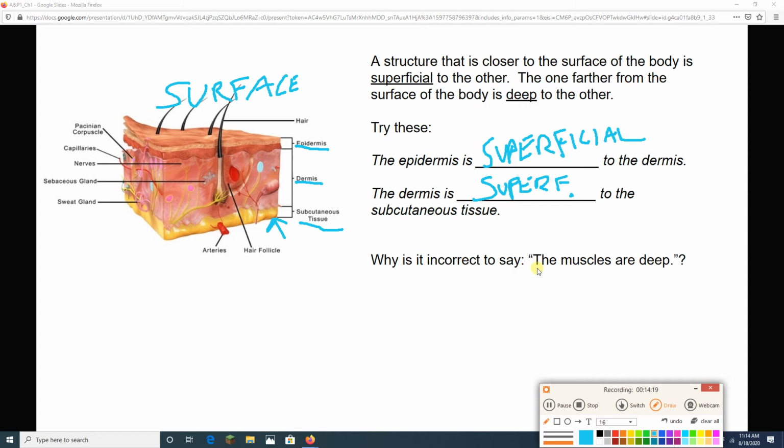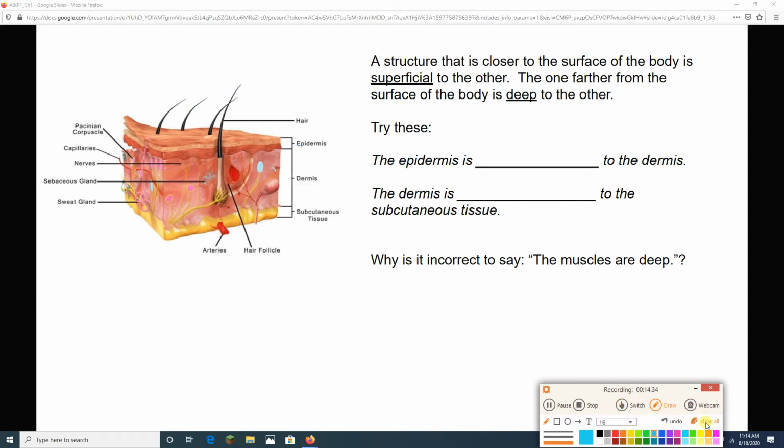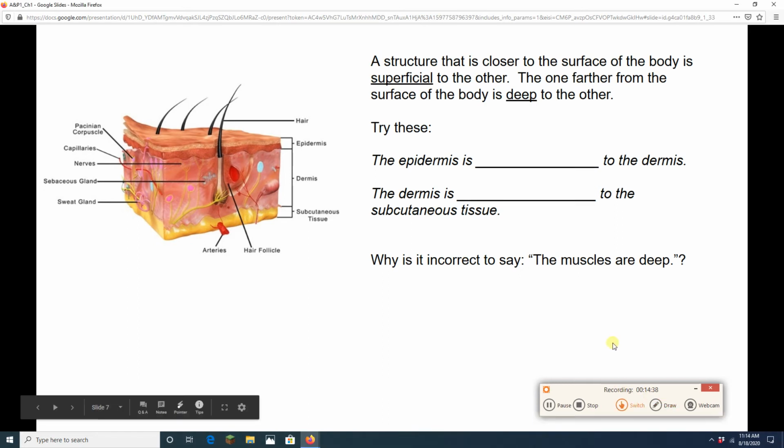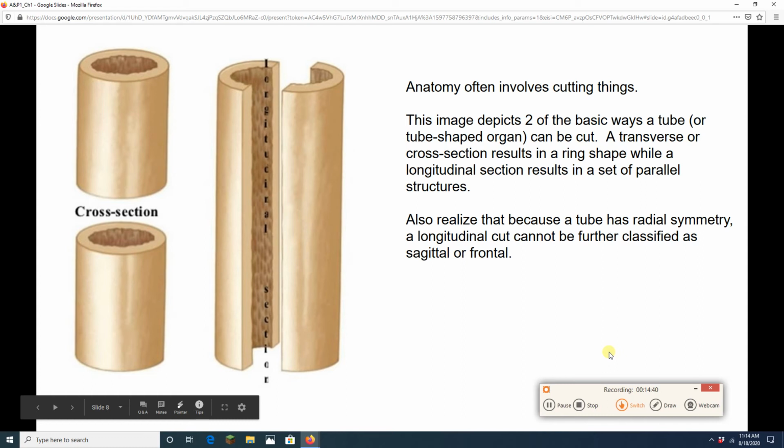Now, of course, you would never say a statement like the muscles are deep. You would also always say deep to what? To something. Okay. Fantastic. Just about done our directional terms. You know what? In fact, we are done our directional terms. Awesome. So we did anatomical position. We did directional terms. And now we're going to talk about slicing.